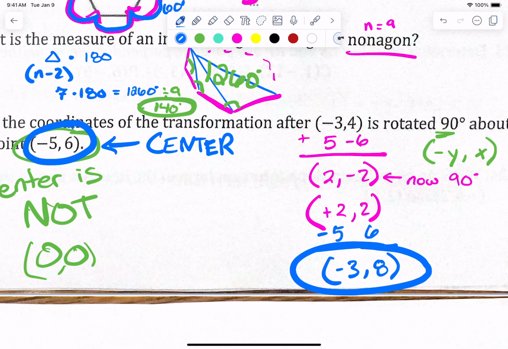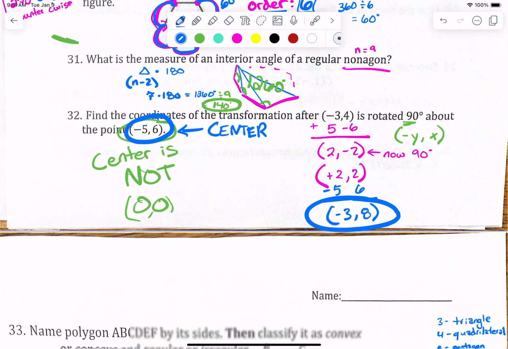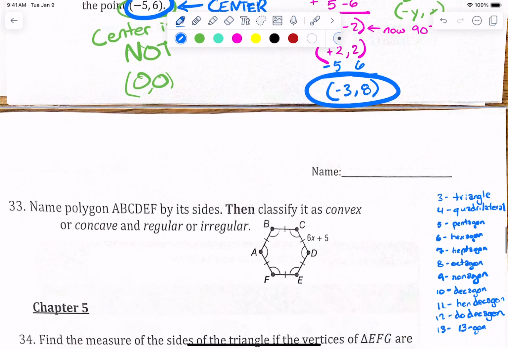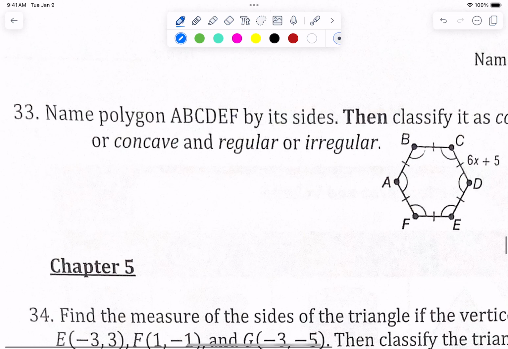Okay, did you follow all of those steps? Yes. When it's not 0, 0, you have to adjust it, okay? So negative 3, 8 is what we get. Got it? Beautiful, beautiful. Okay, 33.